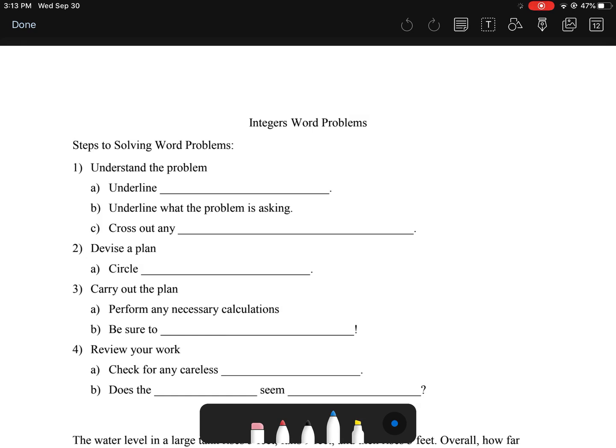Hey guys, today we're going to talk about integer word problems. So first, I just want to go over what steps I think you should be making.